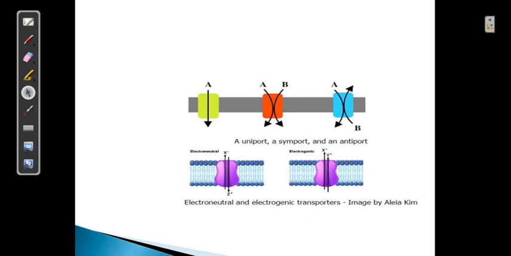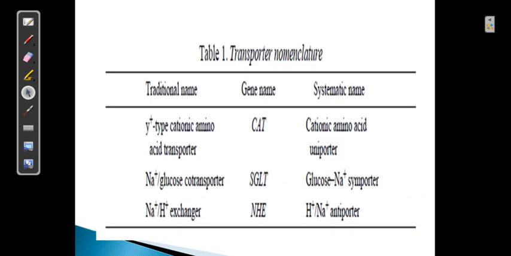Here you can see the uniport. A symport means both substances are transported in the same direction, and antiport means both substances are transported in opposite directions. These are the examples of transporters.